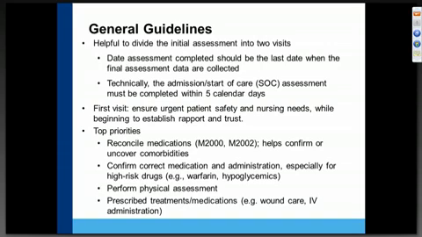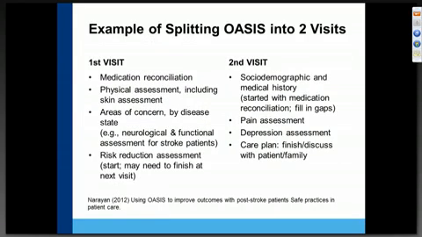We're going to perform that physical assessment, and of course, if there are prescribed treatments or medications, we're going to do those on that first visit as well. Wound care, perhaps the patient is receiving IV antibiotics for an infection. So this is just an example of how you might divide Oasis data collection into the 2 visits. First one, focusing on meds, assessment, areas of concern by disease state, and some of that risk reduction assessment can be initiated. And you may finish that at the next visit depending on the patient situation.